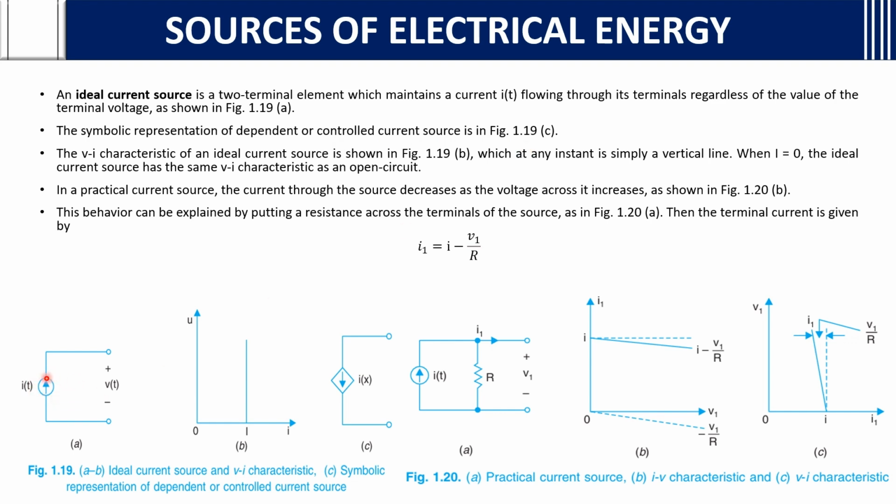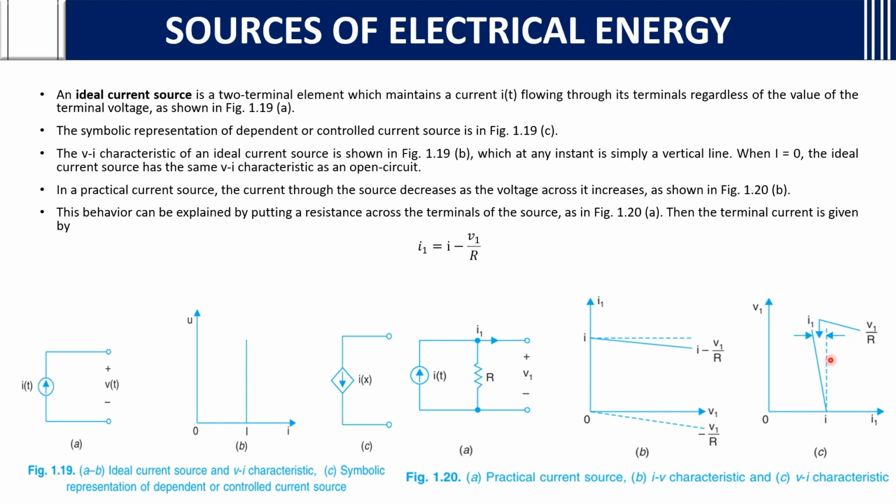This is the independent current source. Dependent, I told you, if it is in the diamond shape, then it is a dependent source. As you can see, the current is constant with respect to the voltage. There is no change. But in the same way, when it is a practical current source, when an ideal current source is connected with a resistor in parallel, then as the voltage is changing, the current will be like this.